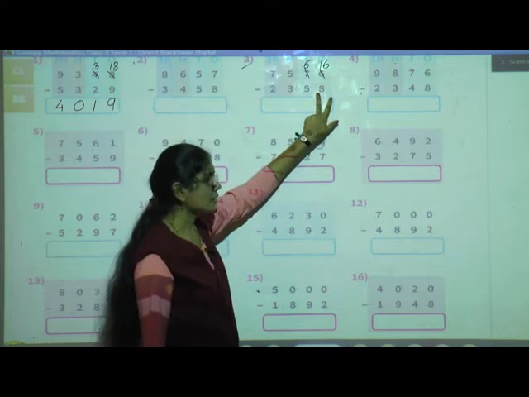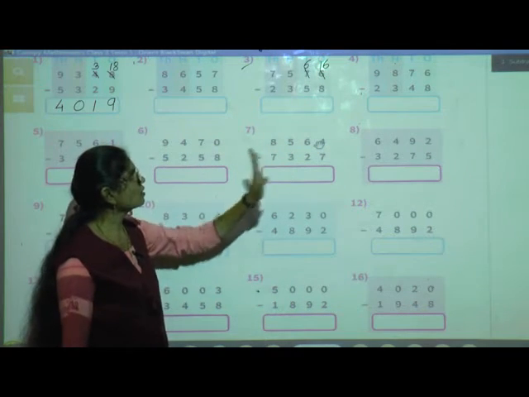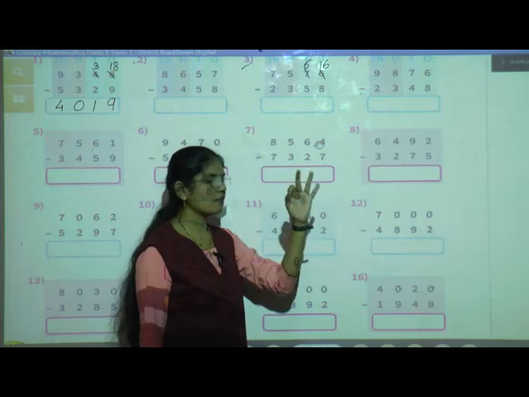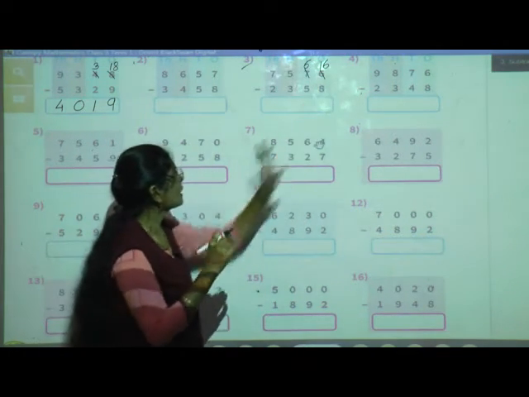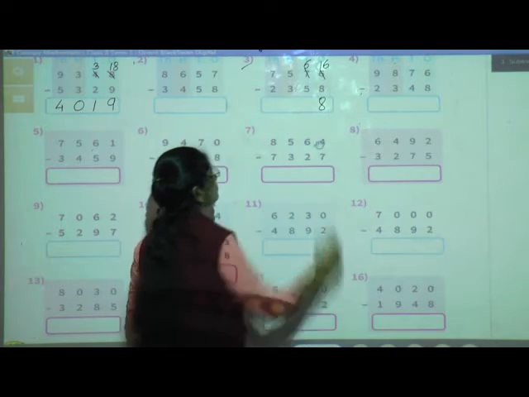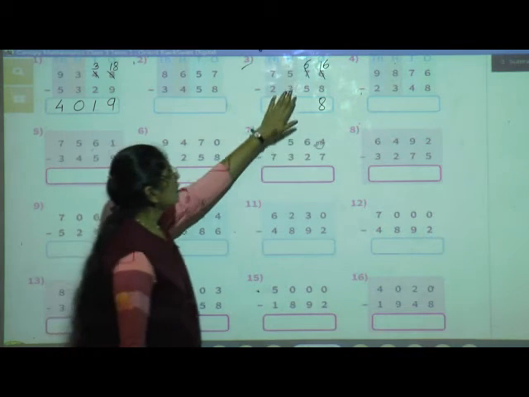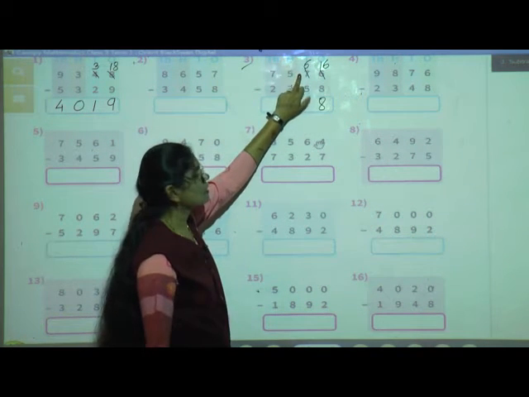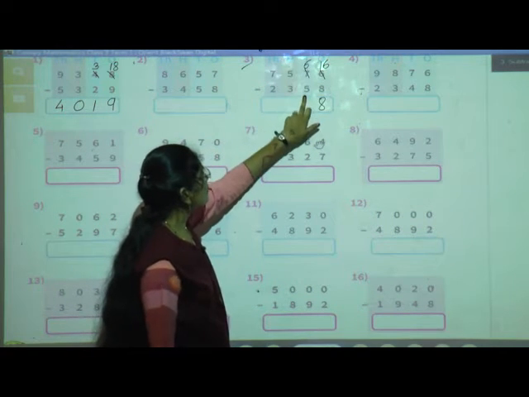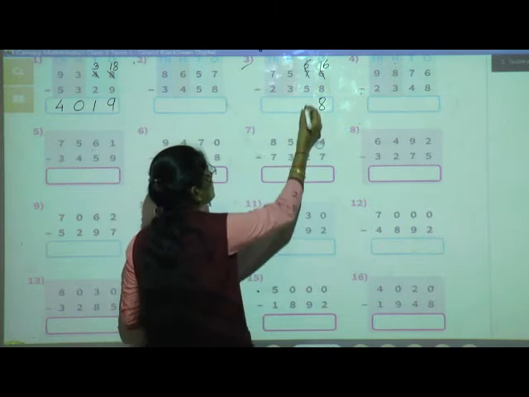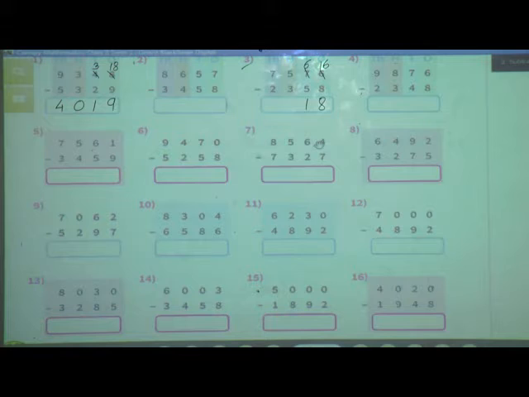16 minus 8. Now after 8, count your fingers till 16. Do the subtraction. Count your fingers. 9, 10, 11, 12, 13, 14, 15, 16. So 16 minus 8, 8. Now see the tens place. Here at tens place, in the first number there are 6 tens and in the other number there are 5 tens. So 6 minus 5, if we do, what will be the answer? 1.